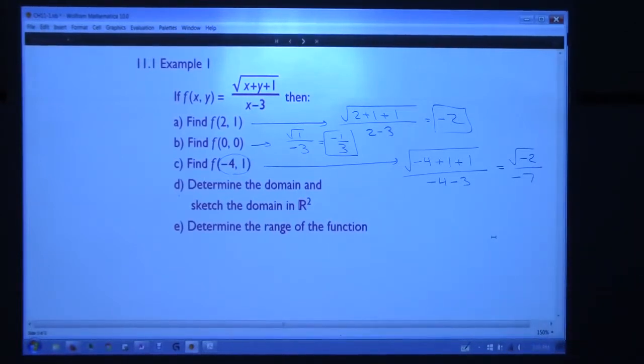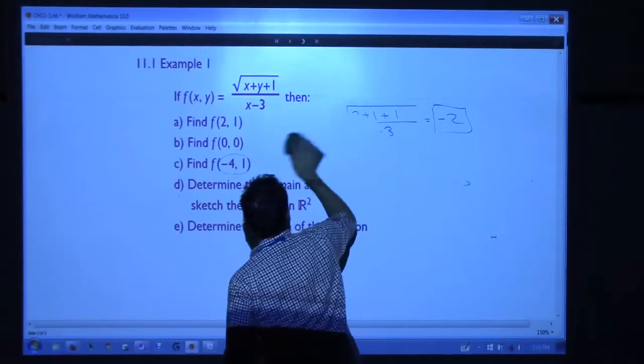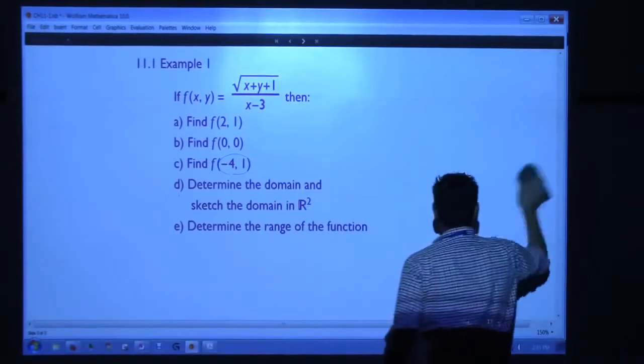The question is now, what is the domain? And I have enough time to show us. What is the domain? So let's talk about it. What are we afraid will happen with this function? Just look at it up there algebraically. What are some things that you want to avoid?